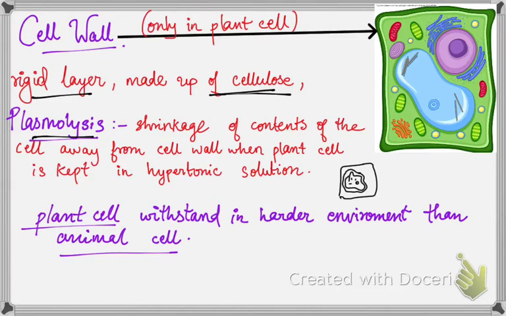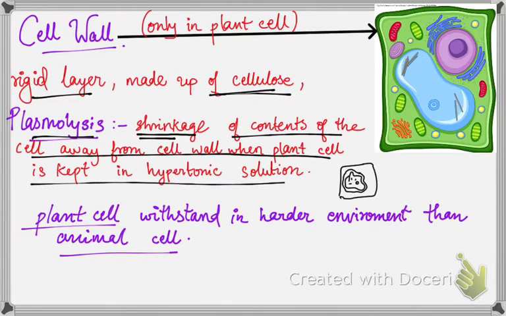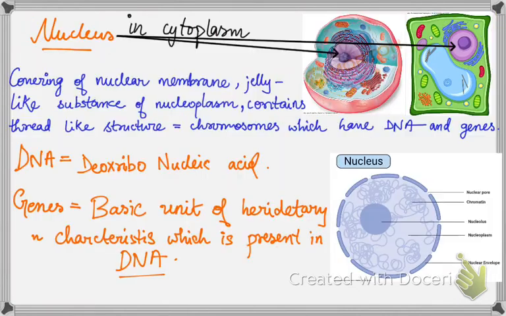In that case, the water moves from inside the cell to outside the cell. This causes shrinkage of the cell. And this shrinkage of the contents of the cell away from its cell wall is called plasmolysis. Because of the cell wall present in plants, the cells of plants can live in harsher environments compared to the animal cell.